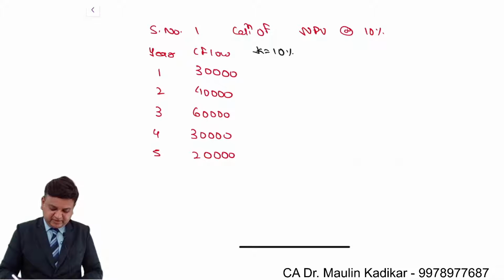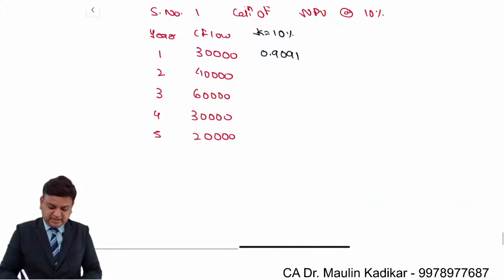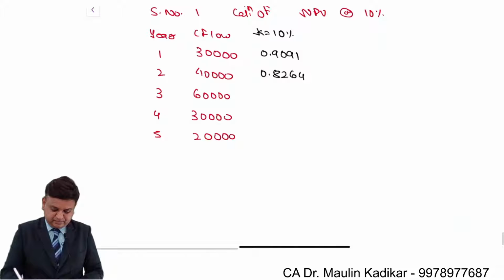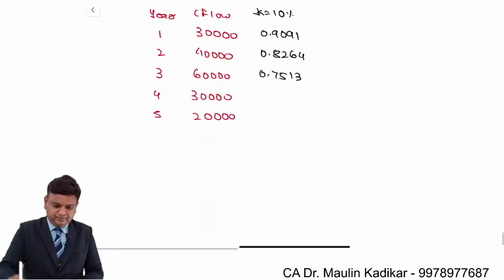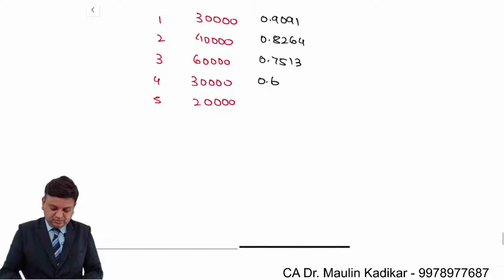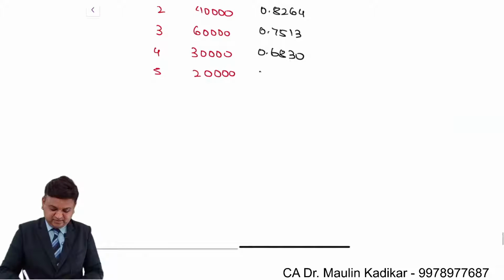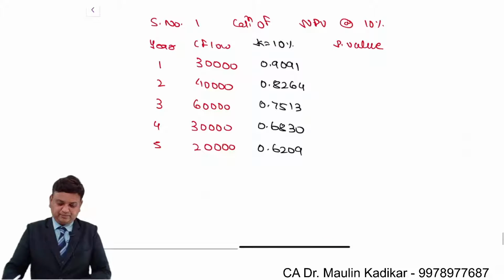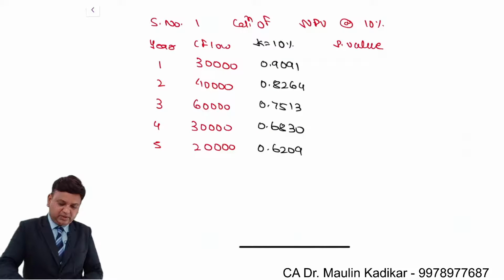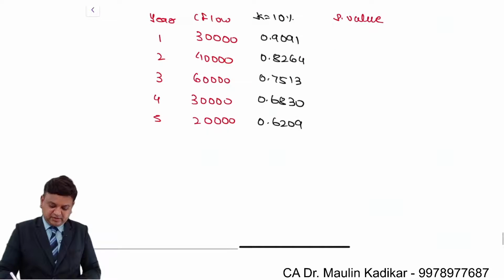First year it is 0.9091. Second year it is 0.8264. Third year it is 0.7513. Fourth year it is 0.6830. Fifth year it is 0.6209. Based on that, we have the present value. 30,000 into 0.9091. So 27,273.